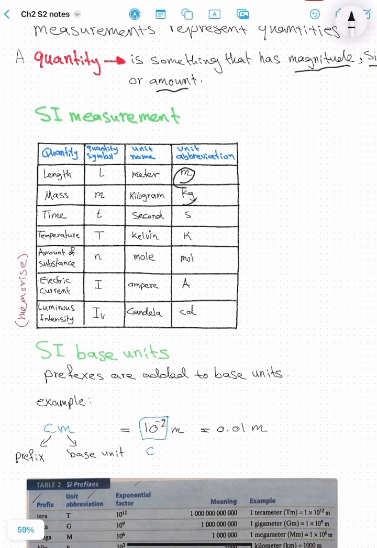For mass, kilograms. For time, second. For temperature, Kelvin. For amount of substance, mole. Electric current, amperes. Luminous intensity, candela. So each one of them has a specific unit in order for us to understand each other.